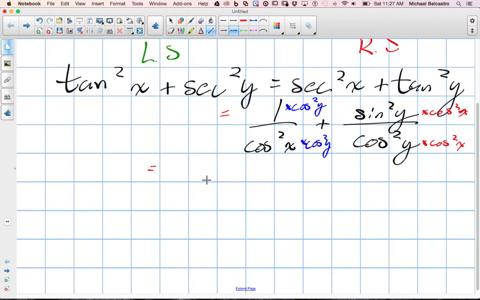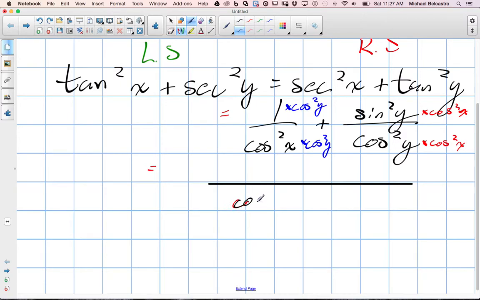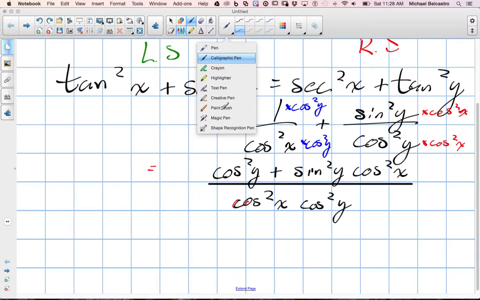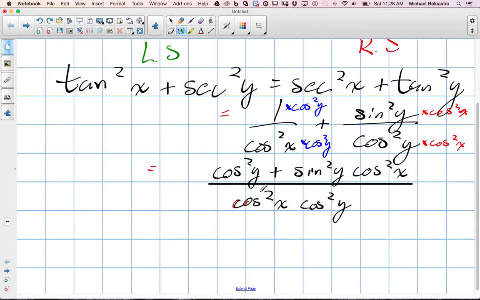So now in our fraction, the denominator will just be cos squared x multiplied by cos squared y. And on top, this one is now cos squared y, plus sine squared y times cos squared x. So from here, I can't really simplify anything. I can't cross out anything in the denominator or the numerator.